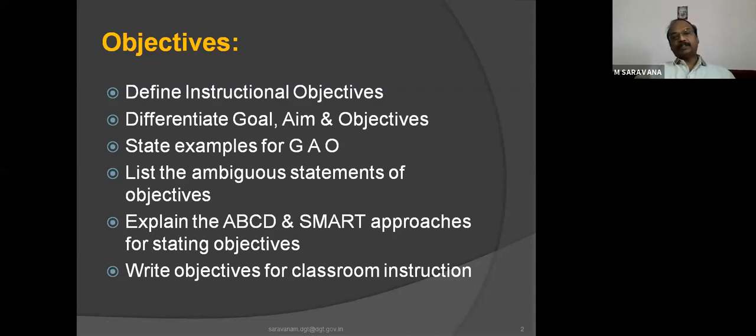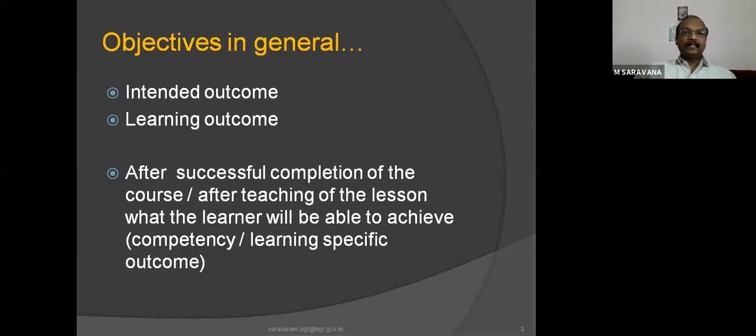There are some approaches or methods to be followed while writing the objectives. One is the ABCD method, let us see what that is, and the SMART method, let us see what that is. And also you will be able to write objectives for your classroom instruction, for theory as well as for the practical. Then let us see, in general, what is an objective?